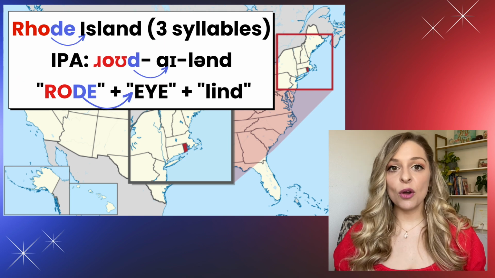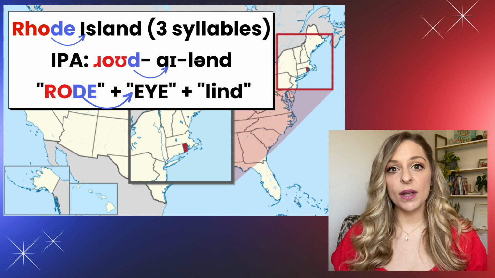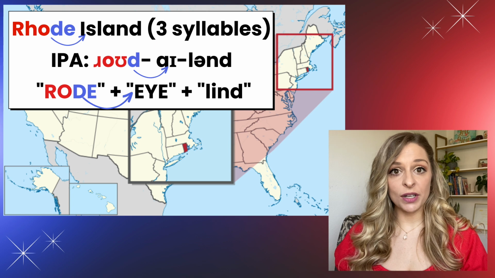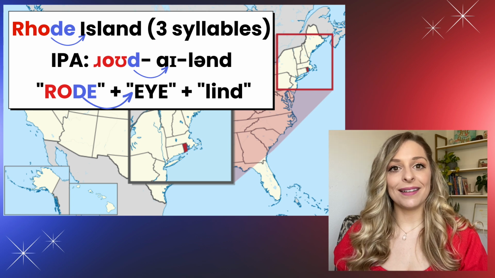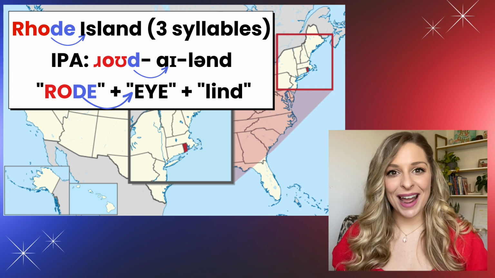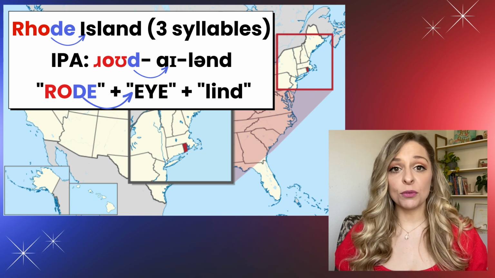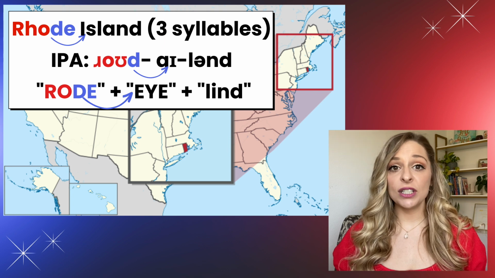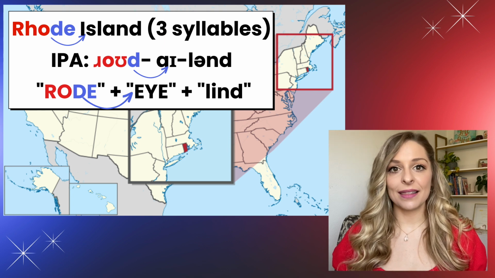And then even though this is two words, we definitely have some connected speech going on here. We connect the last sound of road, so that D sound, we connect it to the vowel in island. So we say Rhode Island. So if someone is speaking really fast, you might think that they're just saying one word, but it's actually two and they are just linking their sounds.